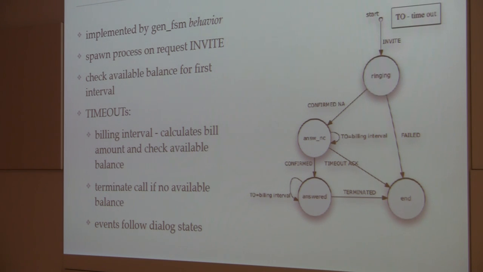And we use timeouts. In the state machine, you can set a timeout for how long you want to stay in some state. So it means that we can use that for billing intervals. For example, if you bill by the minute or a few seconds, after that you can calculate the new cost for that interval and check with the balance server, do we have available balance for the next interval in advance, of course. If not, we can terminate that call, sending a message back to Kamailio. So, actually, the main idea is to follow the dialogue states.